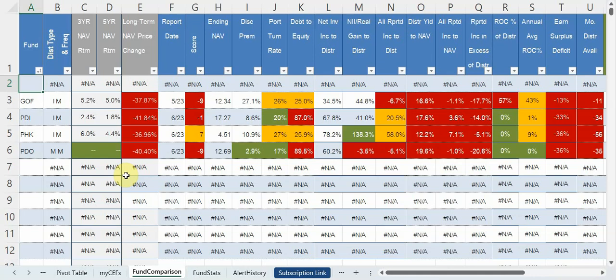Unless the fund is younger than 5 years old, then it is the percentage change to date for the life of the fund. For example, the fund PDO, you can see that it has no 3-year NAV return or 5-year NAV return, meaning the fund is less than 5 years old. So however old the fund is currently, its long-term NAV price change life to date is negative 40.40%.